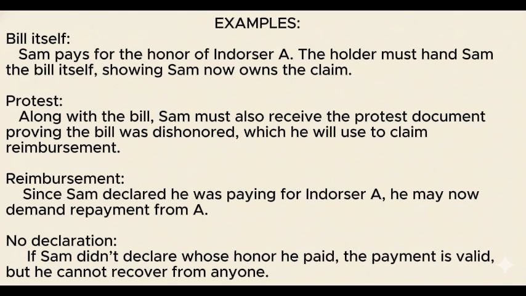And for the reimbursement, since Sum declared he was paying for endorser A, he may now demand repayment from A. And the last one, no declaration. If Sum didn't declare whose honor he paid, the payment is valid, but he cannot recover from anyone.